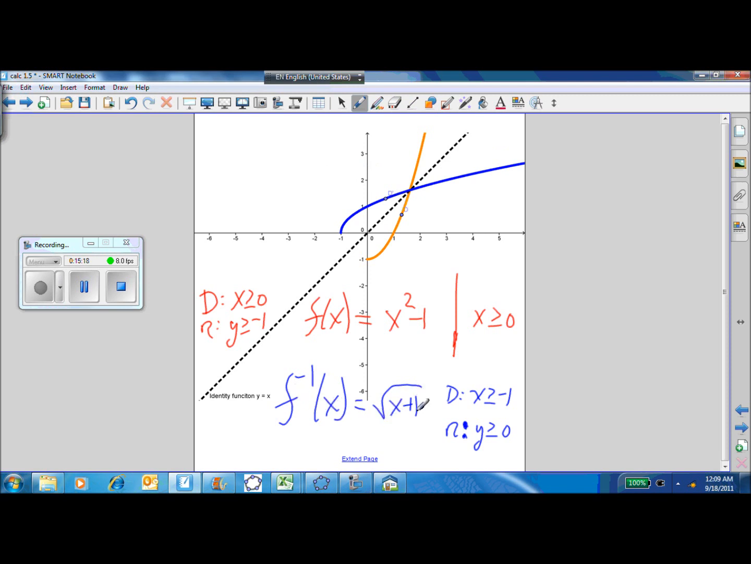And notice the domain and range switch. The domain here of x greater than or equal to 0 and y greater than or equal to negative 1 has been switched. The roles of x and y have switched here as well. Now it's x is greater than or equal to negative 1 and y is greater than or equal to 0. Right?